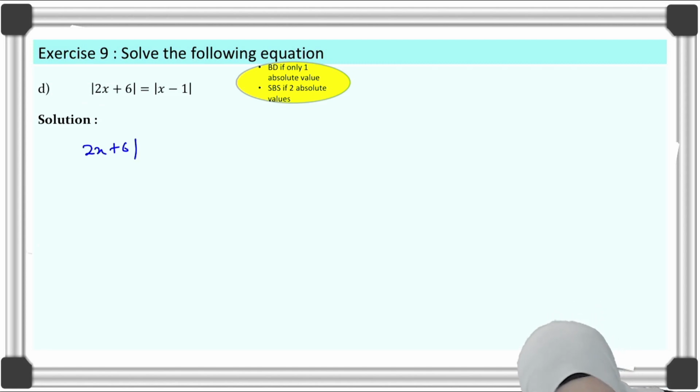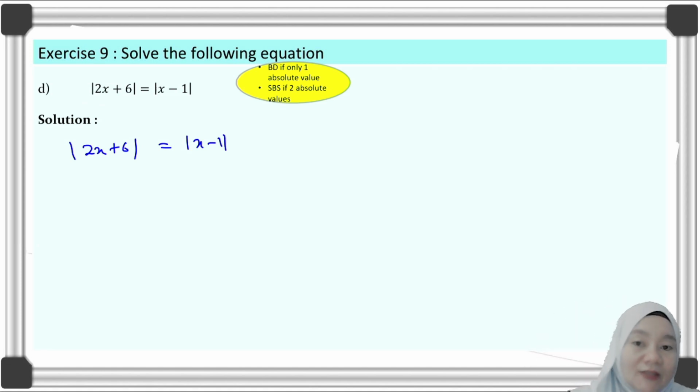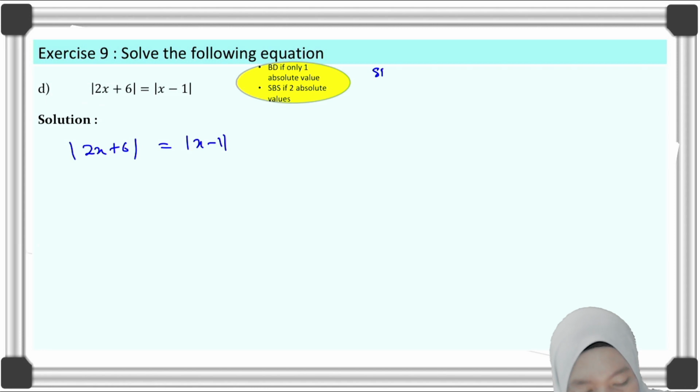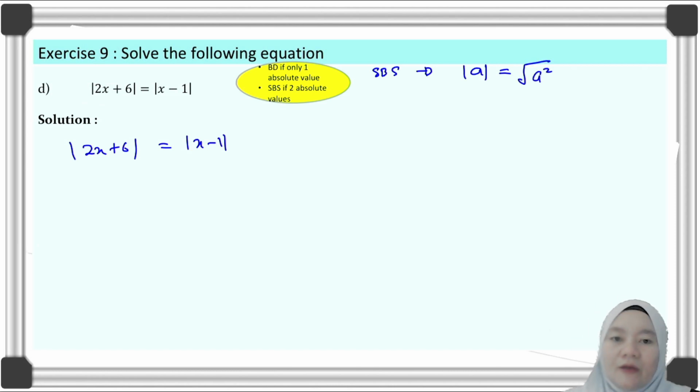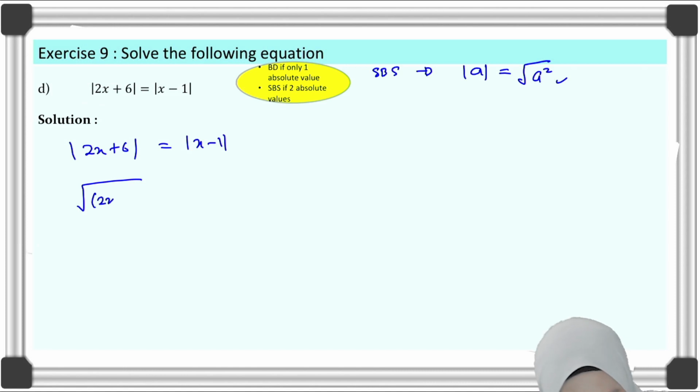Absolute value of 2x plus 6 is equals to absolute value of x minus 1. Dan tadi, kalau kamu ingat, saya ada bagi tahu. Untuk squaring both side ini, kita akan guna properties absolute value of a is equals to square root of a square. Right? Saya dah beritahu tadi kan, untuk squaring both side, kita akan guna properties ini. Jadi, sekarang saya nak guna properties ini. So, apa yang saya dapat sekarang? Absolute value of 2x plus 6 is square root of 2x plus 6 equals to square root of x minus 1.